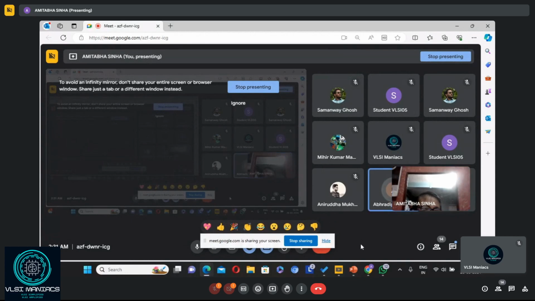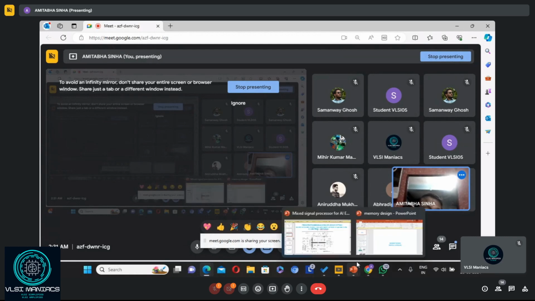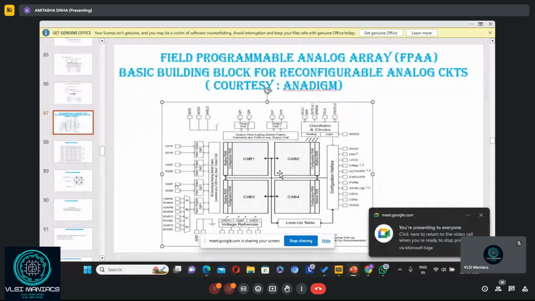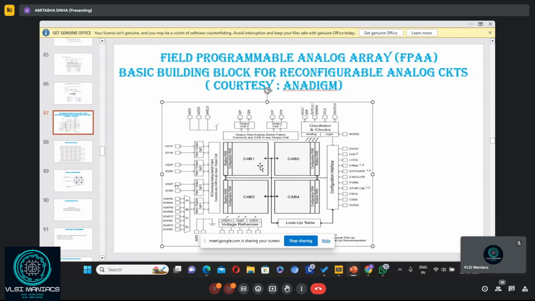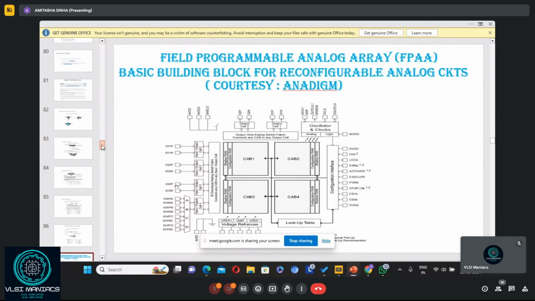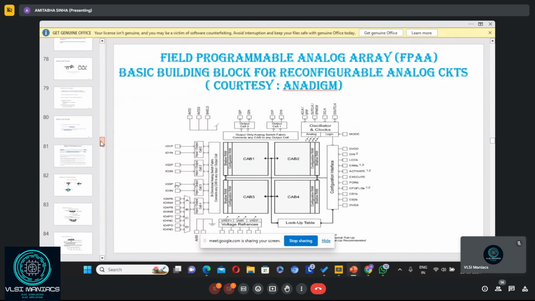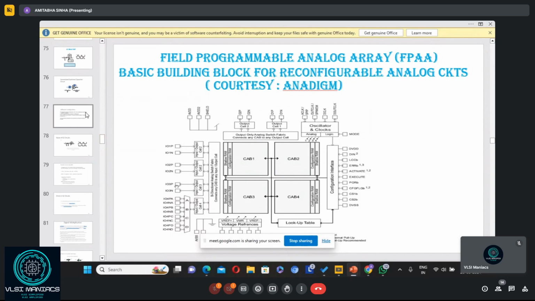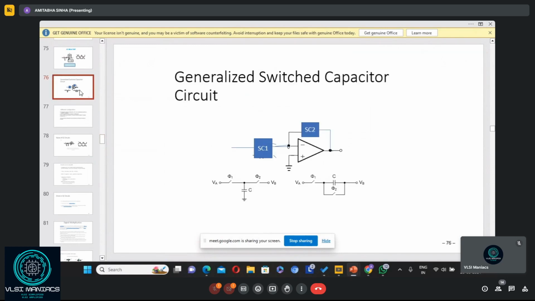Sir, the routing networks. The routing for what? I am saying intra-CAB and inter-CAB. What is intra-CAB? Sir, intra-CAB is the communication between the circuits of a single CAB. Within CAB, yes. And inter-CAB is the connection between two CABs.